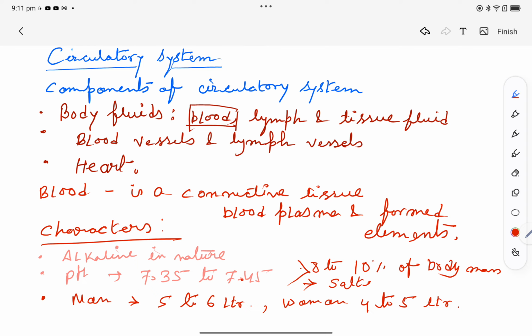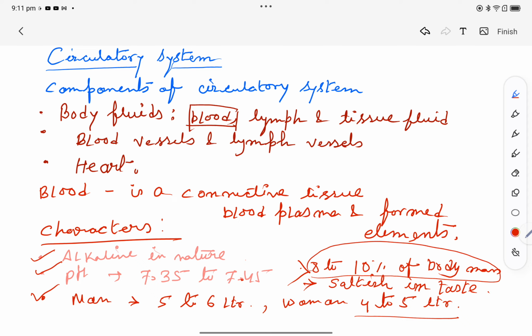and blood is a little bit salty in taste. So these were a few characteristics of blood. First, blood is alkaline in nature. The pH of blood is 7.35 to 7.45. In case of a man, we will see 5 to 6 liters of blood in the body, and in case of a female, we will see 4 to 5 liters. And blood constitutes 8 to 10% of our total body mass, and it is a little saltish in taste.